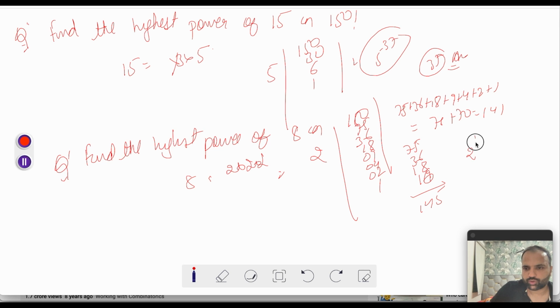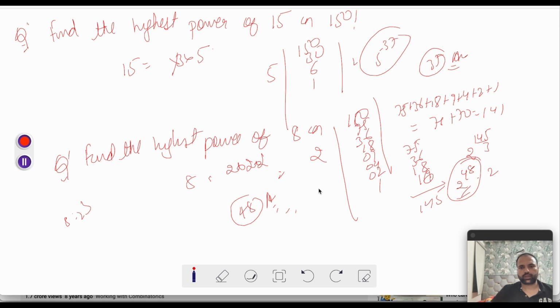Okay, this is 2 to the power 146. But what is 8? 8 is 2 to the power 3. So we will divide the power by 3. Whatever we are left with, that would be the answer. We get 48 and some remainder, which does not matter. So the highest power of 8 will be 48. Yeah, that's how it has to be. Okay, so this is how we determine the highest power of any given number in any factorial.